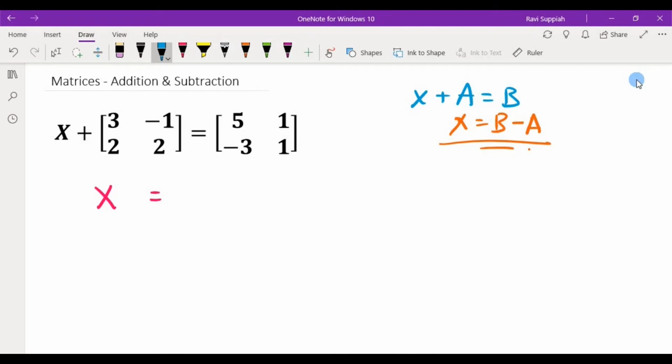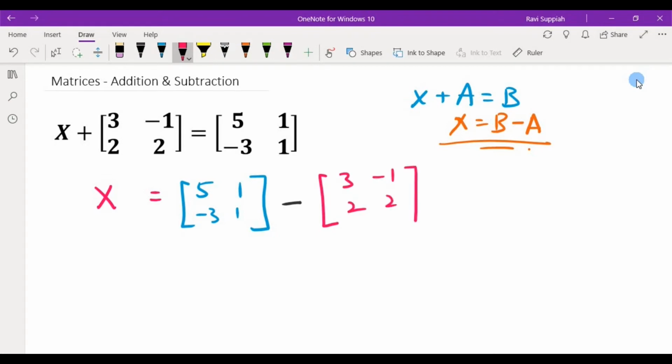So what I have here is 5, 1, minus 3, and 1. Subtract this matrix here, which is 3, minus 1, 2, 2. With that, we can proceed to do the subtraction based on the position of the numbers in the matrix. So I'll have 5 minus 3, 1 minus 1, minus 3 minus 2, and 1 minus 2.